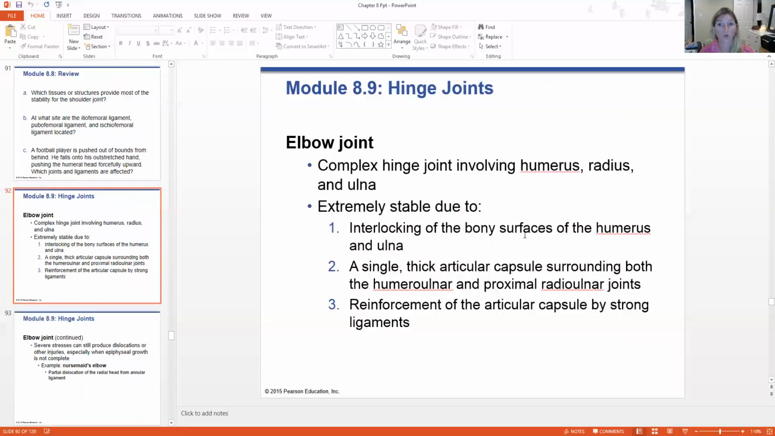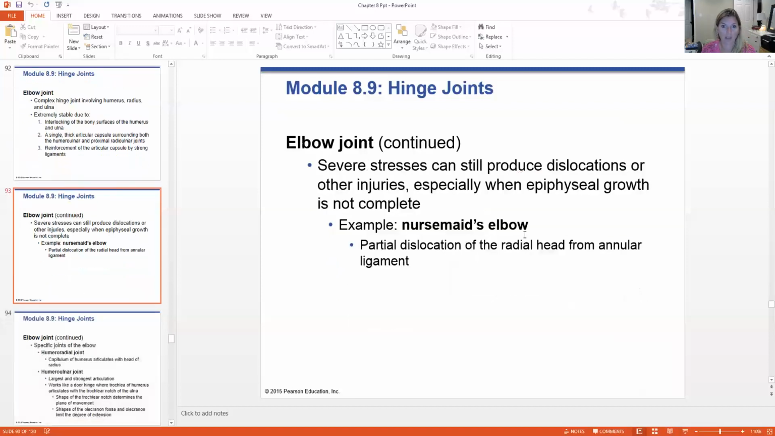It's a complex hinge joint, humerus, radius, and ulna, 3 bones at our elbow joint. It's very stable because we have interlocking bones here. The humerus and ulna actually lock into each other. There's a very thick articular capsule with our humeroulnar and radioulnar joints. There's also lots of articular reinforcements, lots of strong ligaments in this area.